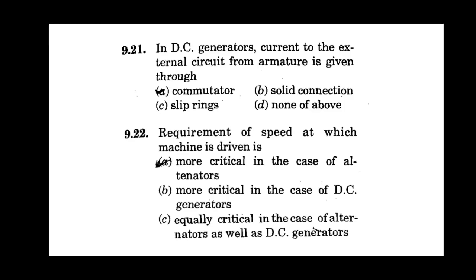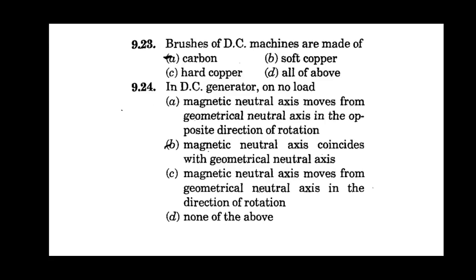In DC generators, current to the external circuit from the armature is given through the commutator. The requirement of speed at which the machine is driven is more critical in the case of alternators. Brushes of DC machines are made of carbon. In a DC generator on no load, the magnetic neutral axis coincides with the geometrical neutral axis.